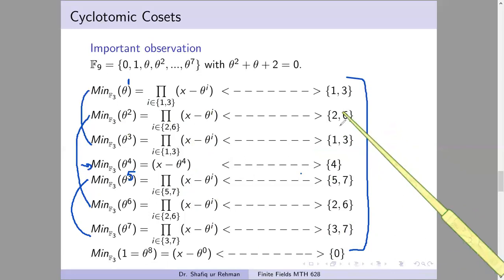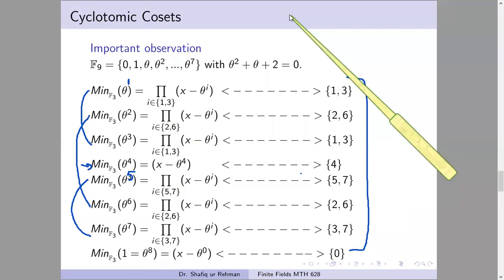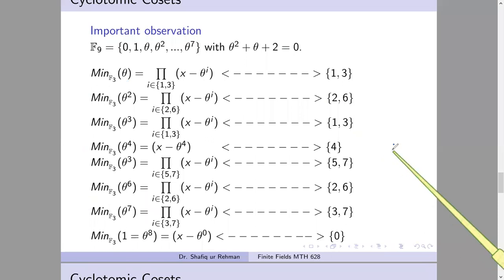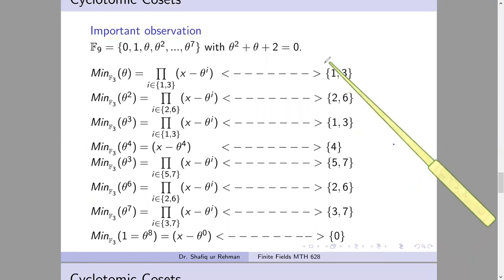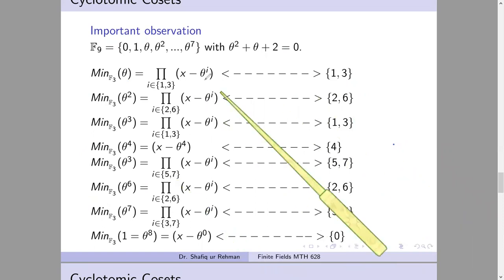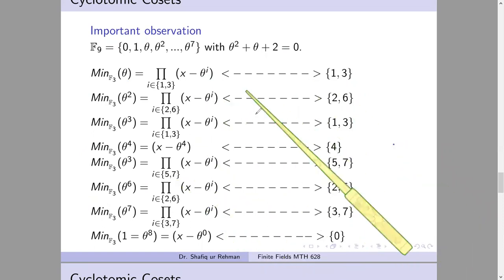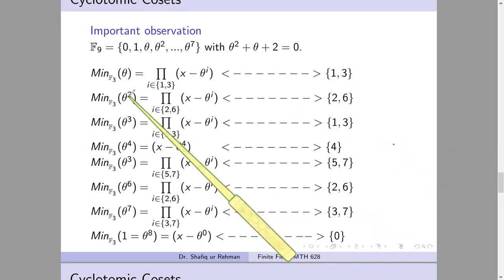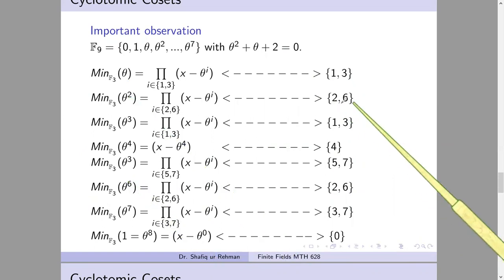The sets of conjugates are a little simple, but these types of sets are actually called the cyclotomic cosets, and they are very helpful in deciding the set of conjugates. They are in one-to-one correspondence with the set of conjugates. You see, the length is the same. For instance, theta square has two conjugates, theta 2 and theta 6, and this set also has two elements.